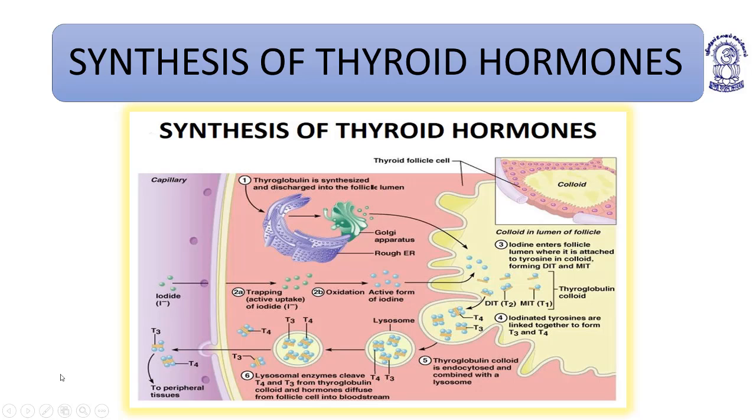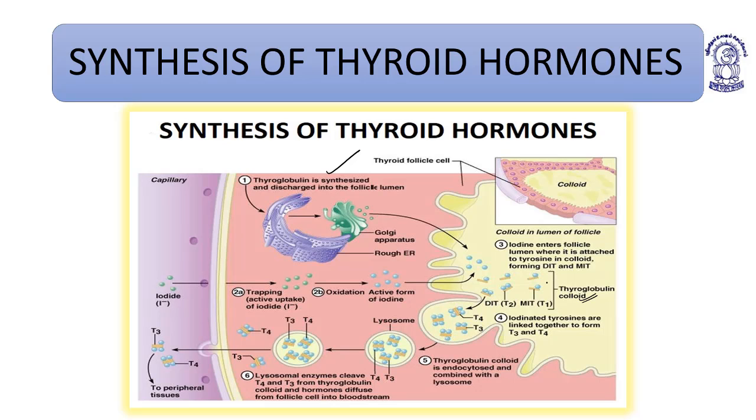Synthesis of thyroid hormones. You can see the synthesis of thyroid hormone. Thyroglobulin is synthesized and discharged into the follicle lumen. Then there is trapping, or active uptake, of iodide ions, I minus. Then oxidation, active formation of the iodine molecule. Iodine enters the follicle lumen where it is attached to tyrosine in the colloid, forming DIT and MIT. You can see the molecules attaching.